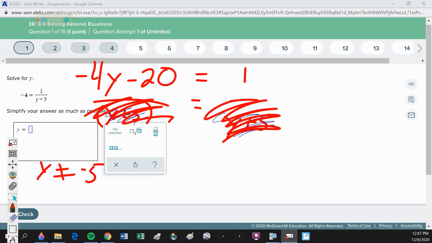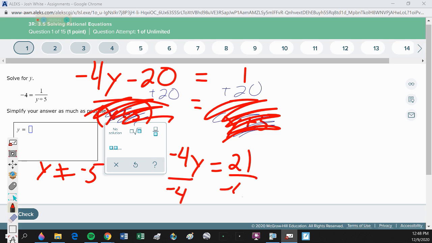What should I do to solve? Add 20. And I get negative 4y equals 21. Divide by negative 4. And y equals negative 21 over 4. When I get my answer, I have to check, is this answer in contradiction to that statement? No. So we're good. If this ended up being negative 5, and this says y cannot be negative 5, then the answer would be no solution.